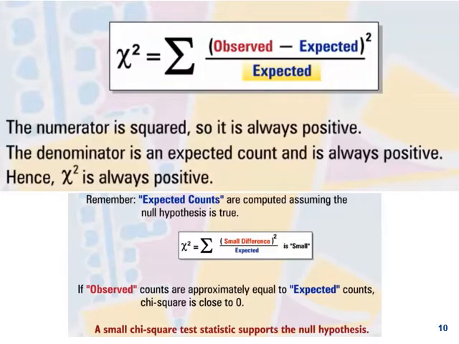Now we have our formula. The numerator is squared, so it's always positive, and the denominator is an expected count, which is also always positive. So the chi-square we get is always positive. But what if the difference between observed and expected is small? Then our chi-square will be small, close to 0, and this suggests that the null hypothesis is true.